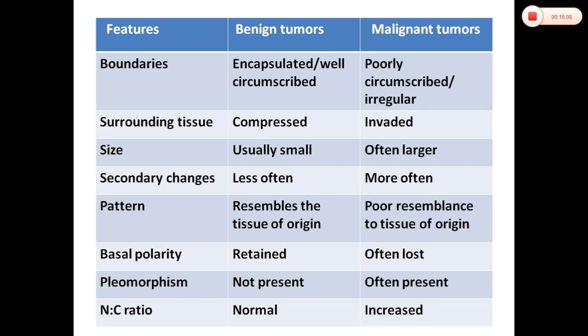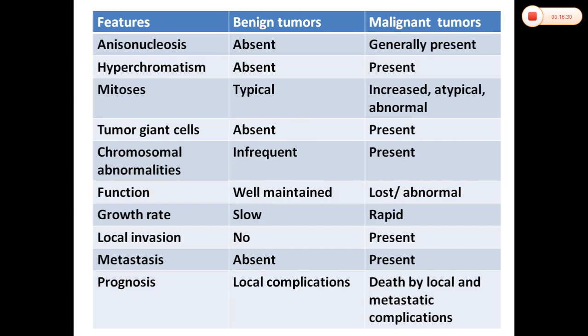The pattern resembles the tissue of origin in benign tumors and poor resemblance to the tissue of origin in malignant tumors. And basal polarity is retained in benign tumors, whereas it is often lost in malignant tumors. Pleomorphism is not present in benign tumors, whereas in malignant tumors it is present. And the NC ratio, it is normal in benign tumors, whereas in malignant tumors it is increased. Other features are anisonucleosis and hyperchromatism, which are absent in benign tumors, whereas present in malignant tumors.